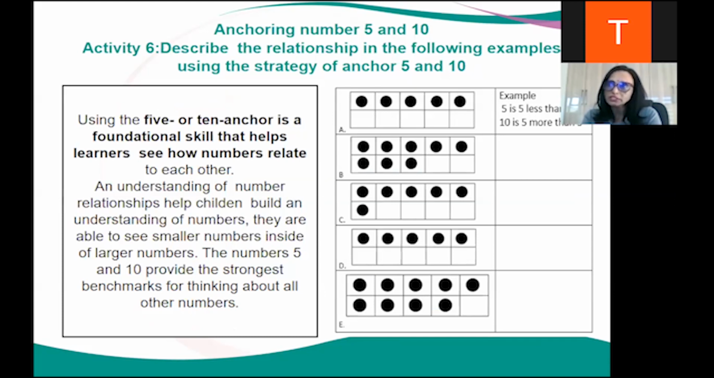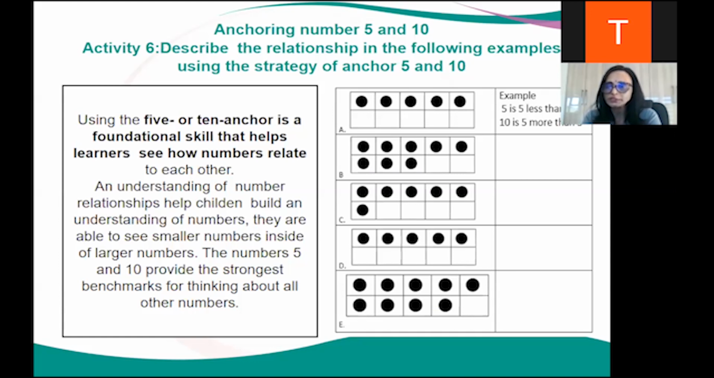Now, I'm sure that the concept of anchoring is new to many of you. Some of you may have just heard the concept of anchoring for the first time. But what it actually means is that the child is able to see relationships in numbers related to 5 and 10. Using the 5 or 10 anchor is a foundational skill that helps learners to see how numbers relate. So what we are saying is that the child needs to have a thorough understanding of what is 5 and what is 10. And this is what we call anchor.